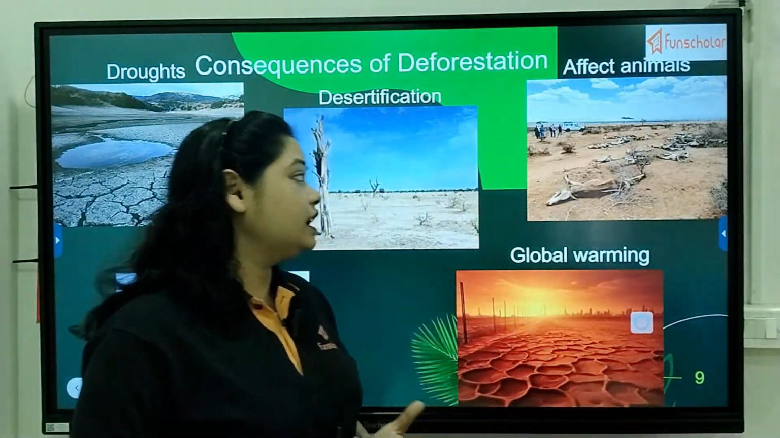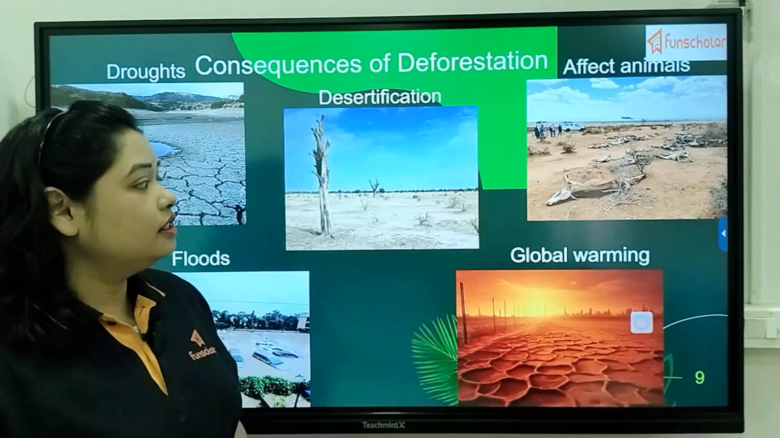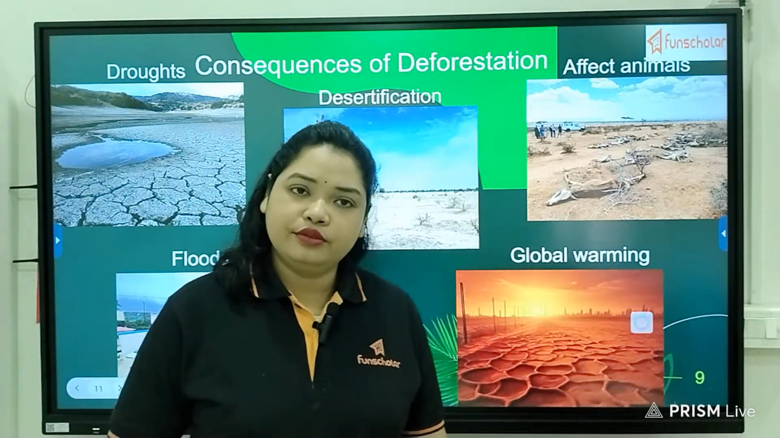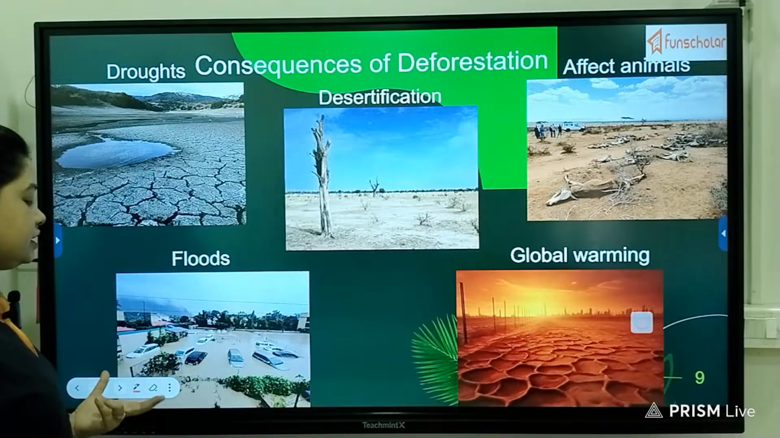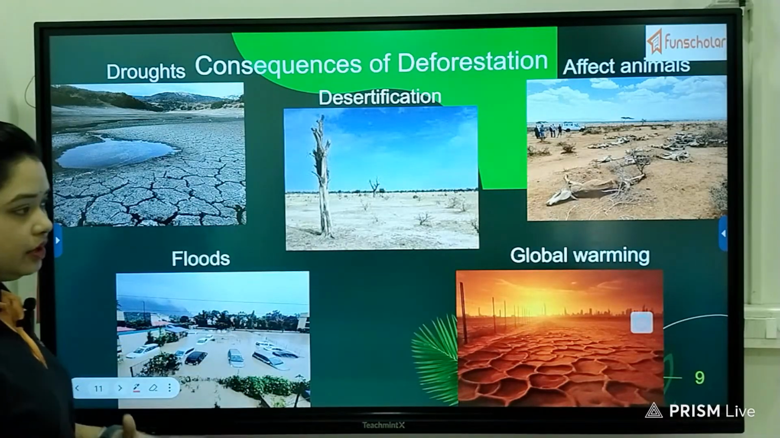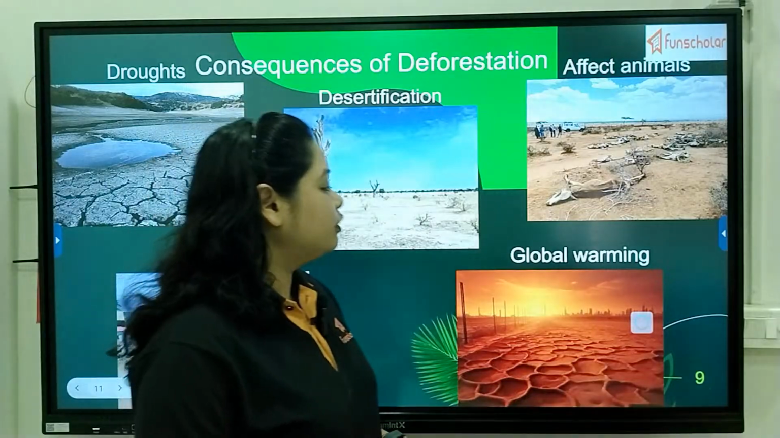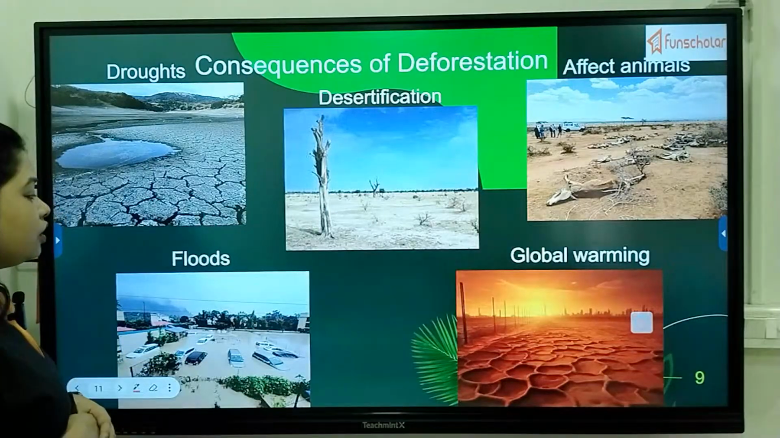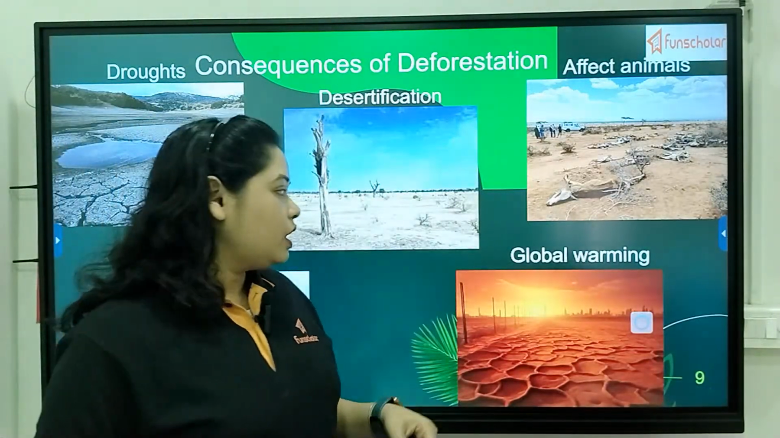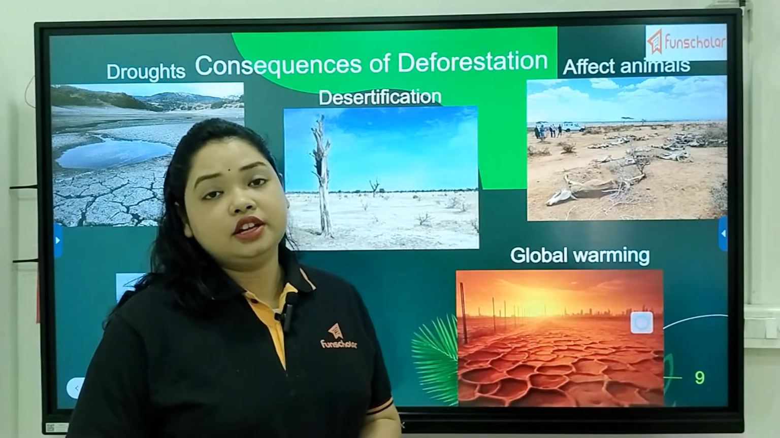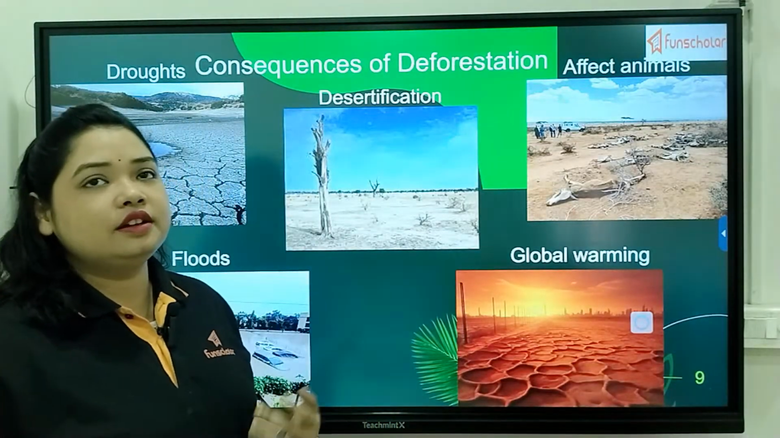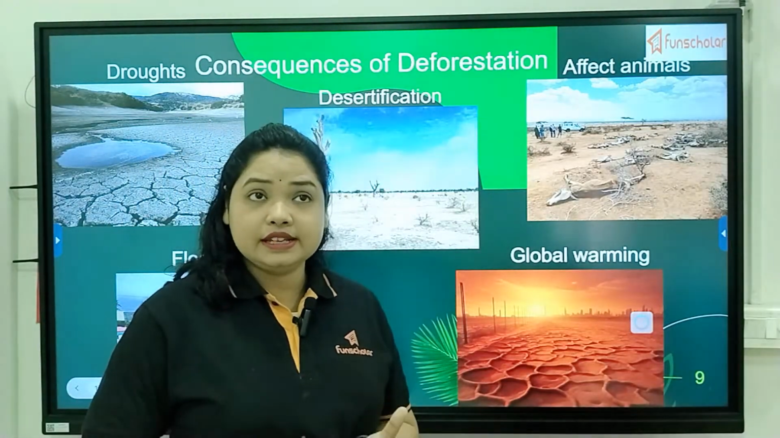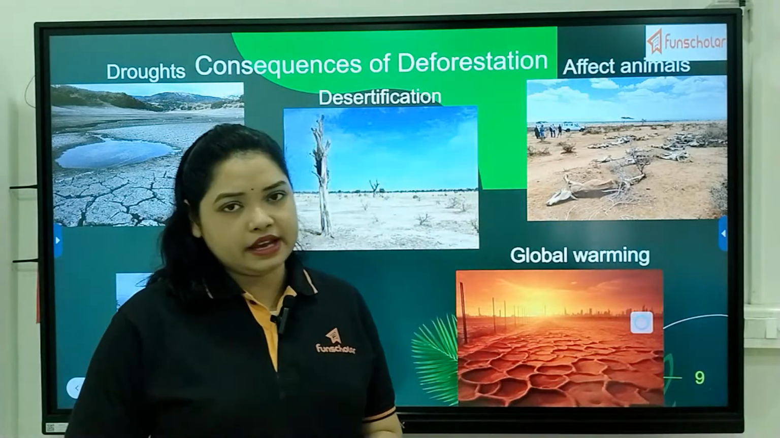Affecting animals, definitely, as I said, the habitat and the food resource both are lost, and then the animal life will perish. Then floods. We know if there is global warming, which is the direct impact of deforestation, there will be an increase in temperature. Now floods will be caused in two ways. Number one, global warming will lead to melting of the glaciers, and the sea level and the level of water in the rivers will increase everywhere, and then it will overflow its banks.